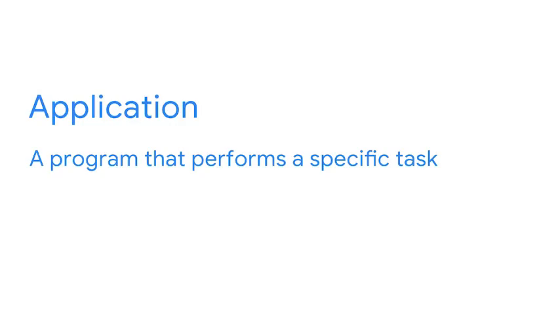The second element of the architecture is the applications within a system. An application is a program that performs a specific task, such as a word processor or a calculator. You might hear the word application and programs used interchangeably.